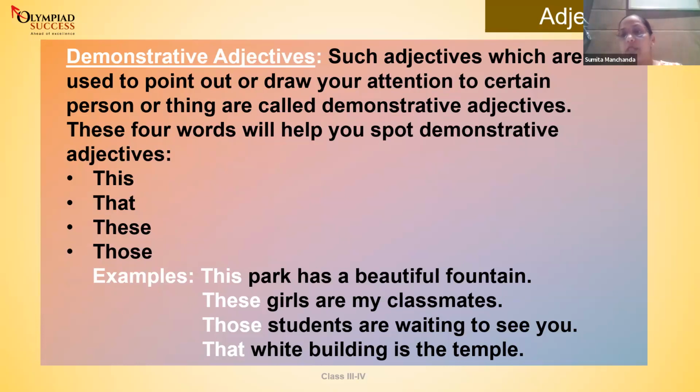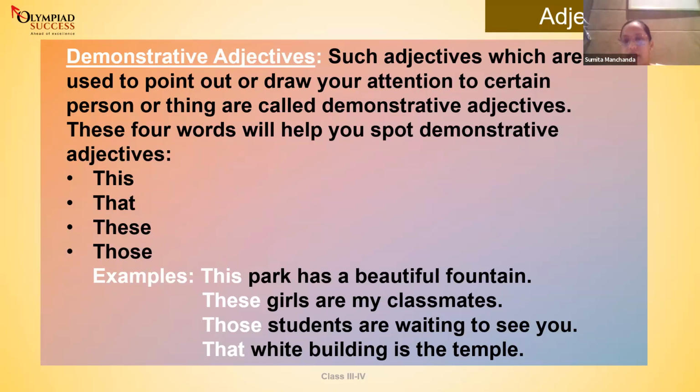Now, these means many girls are there. So I'm saying these girls are my classmates. Now, those students are waiting to see you. Now, again, those means I'm talking about the students who are a bit far away from me. So I'm saying those students. Now, see, S is there with the word student.